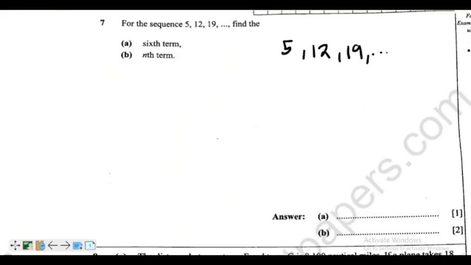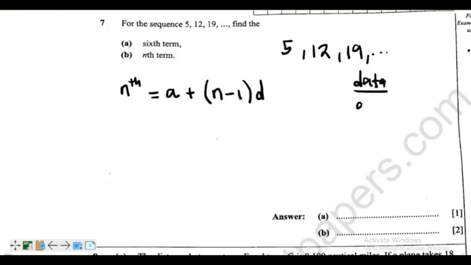So in order for us to find the 6th term, there is need for us to use the what? A formula, and the formula is we say nth term is equal to a plus, open bracket, n minus 1, close bracket, d. So a standing for the first term. Okay, so once we correct our data here, a is our first term. So when you look at this sequence, the first term is 5. So a is equal to 5.